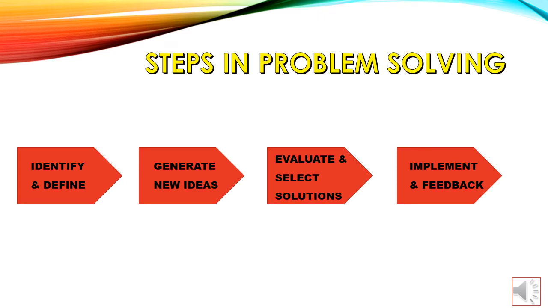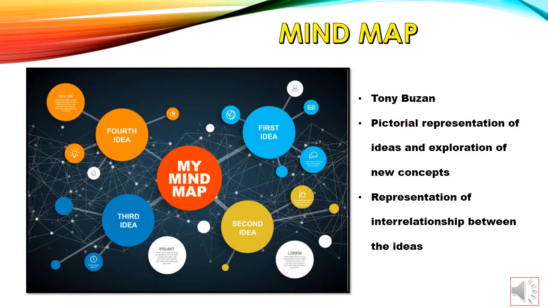The third step is to evaluate and select a solution. All outcomes should be analyzed and evaluated thoroughly without any sort of bias. And the final step is the implementation of the solution and feedback. After the chosen solution is implemented, it is imperative to gather feedback so as to avoid any mistakes in the future. Let us now look at some of the popular problem-solving methods.